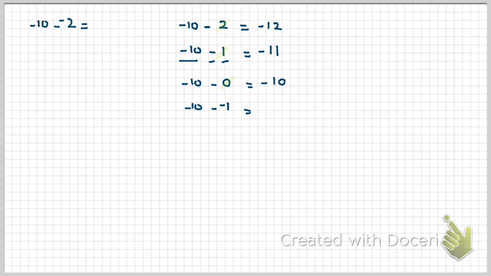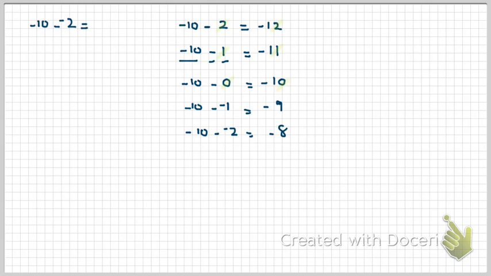What was the pattern on the other side? We went from negative 12 to negative 11 to negative 10. What do you think the next number is? Hopefully you said negative 9. And then from negative 10, if I take away negative 2, following the pattern, that would give me negative 8. So that's just to prove that what we just did is right.